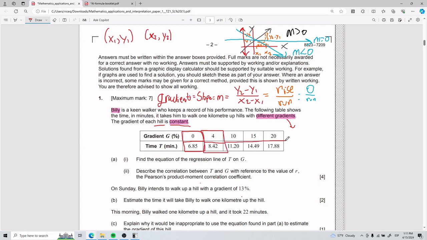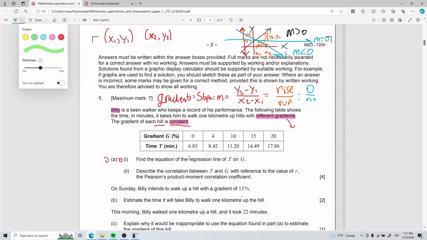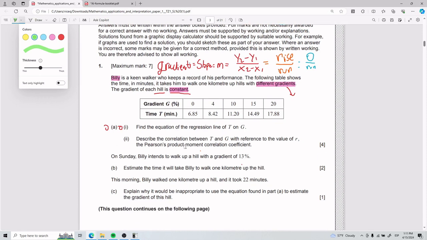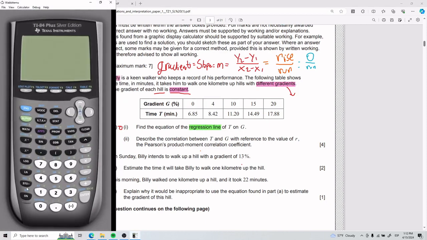So for part A, part I, it says to find the equation of the regression line of t on g. Now, I need you guys to do the following. The moment you read regression line, you're going to be thinking graphing calculator. Maybe you're not so sure how it works, but you know that you have to use your calculator.